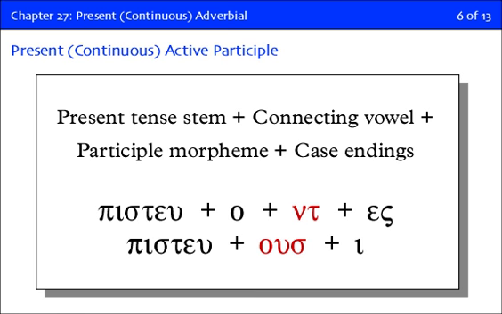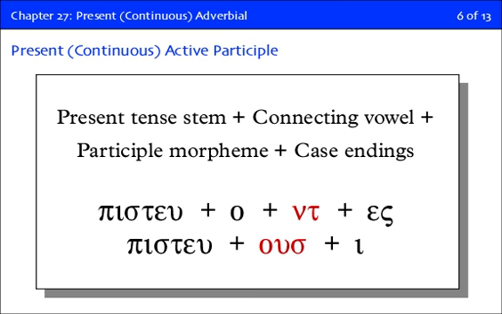So on pisteuon, you have the verb pisteuo. There's your connecting vowel, there's your nt participle morpheme, and the case ending. Now in the feminine, the omicron is actually the connecting vowel that's been merged, so when you go into the feminine, it's a little different. You don't have a separate connecting vowel. But you see how to form the present participle. Take the present tense stem, and in some cases you add a connecting vowel. You have your morpheme and the case endings. That's how you form the present participle.